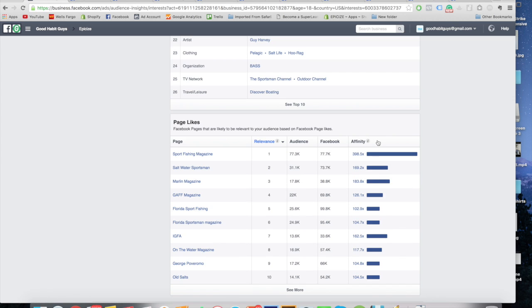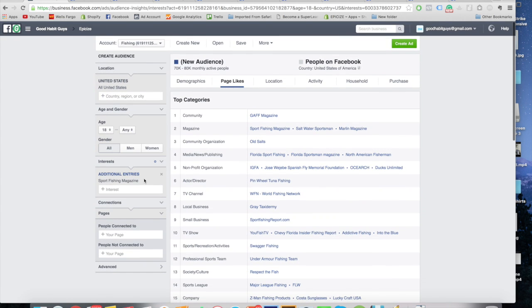I like to look at the affinity. The affinity basically means how likely a person on Facebook is to like this page more than any other page or interest. So times 398 is extremely good. Basically anything over 100 is really good. So you can see here that a lot of these things are related to fishing, which is excellent. I'm pretty sure that most of the things are related to fishing, and all of them are over 100. So that already tells you that this one is a really good magazine.